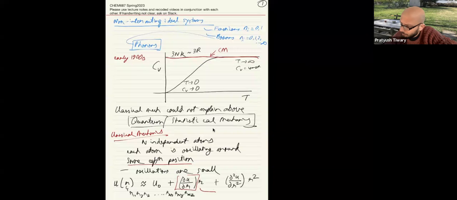So the point being that if you're close to equilibrium, this first derivative is zero. Okay. And why is it zero? Because that's the force, right? So let's call it equation number 1.